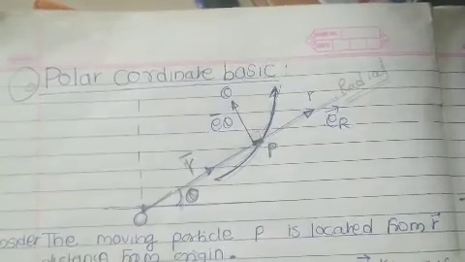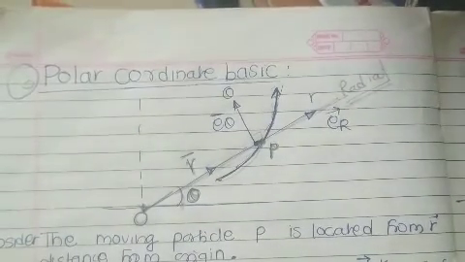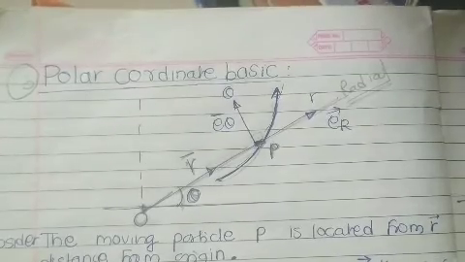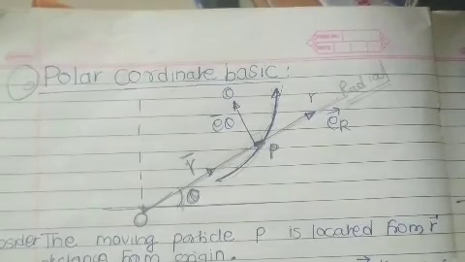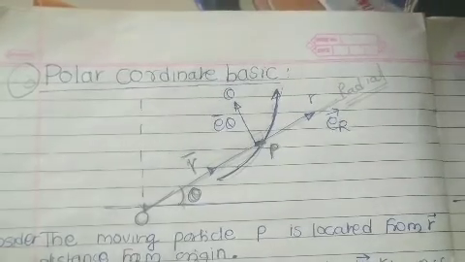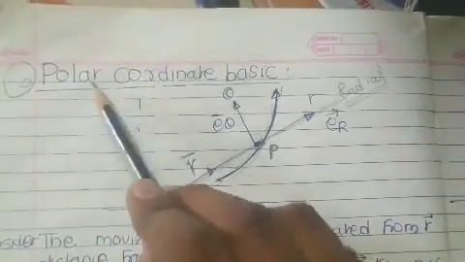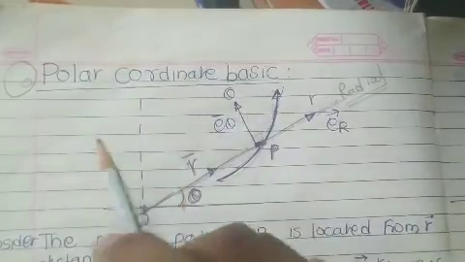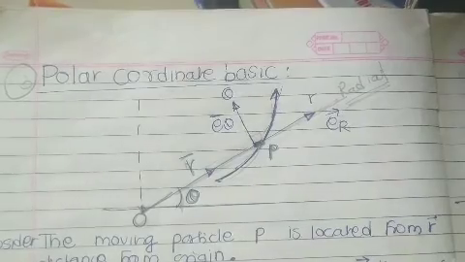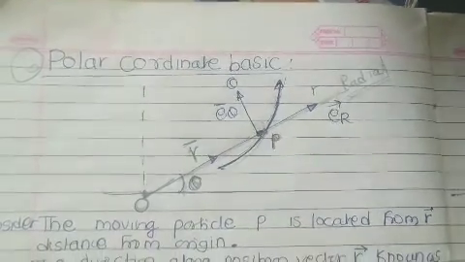Good morning. In curvilinear motion, up to this we have studied firstly the rectangular coordinate system, then second we have studied the normal and tangential coordinate system, and third, today we will see the polar coordinate system. It is also known as the radial and transverse coordinate system.